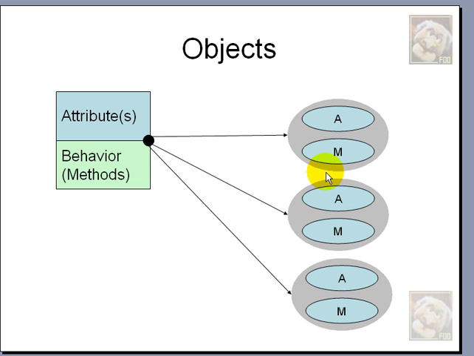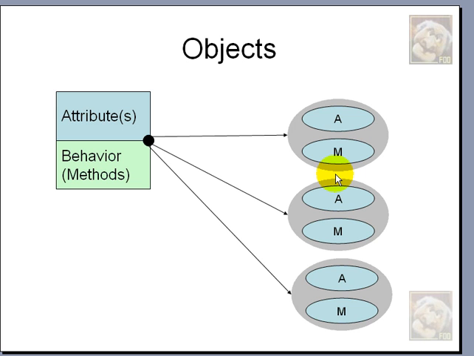Object number 1 over here has the same structure as its parent class. It has attributes and methods. It has exactly the same attributes that the class has. Objects number 2 and 3 will also have the same structure. So what's the difference between all three objects? Well, the data within.